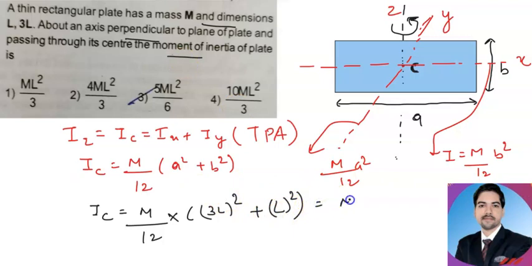This comes out to be m by 12 times 10 l square, that is 5 m l square divided by 12. So this is our final answer.